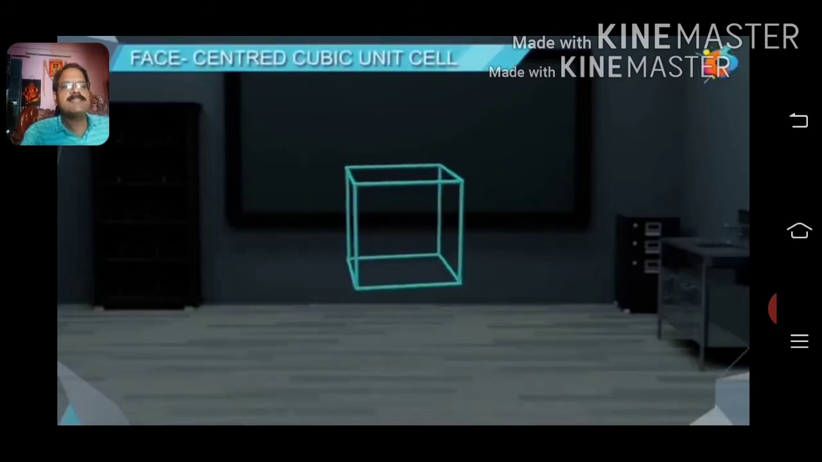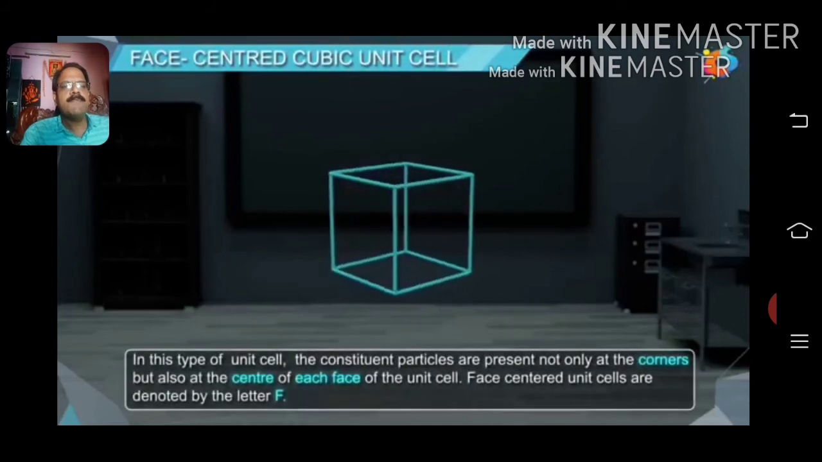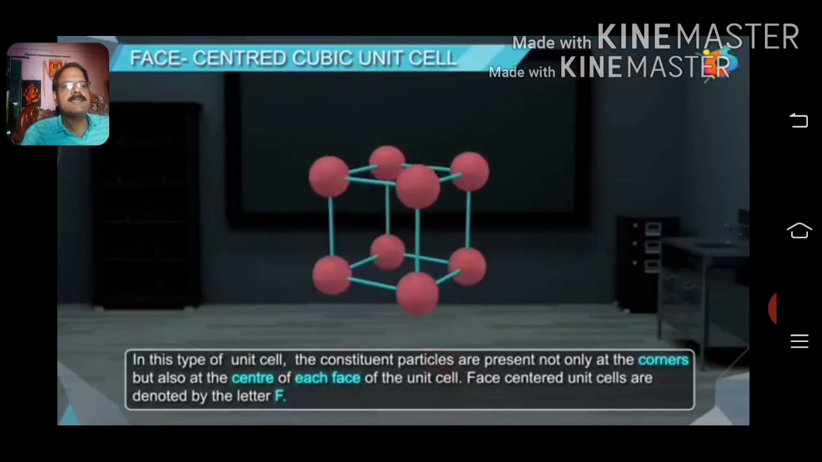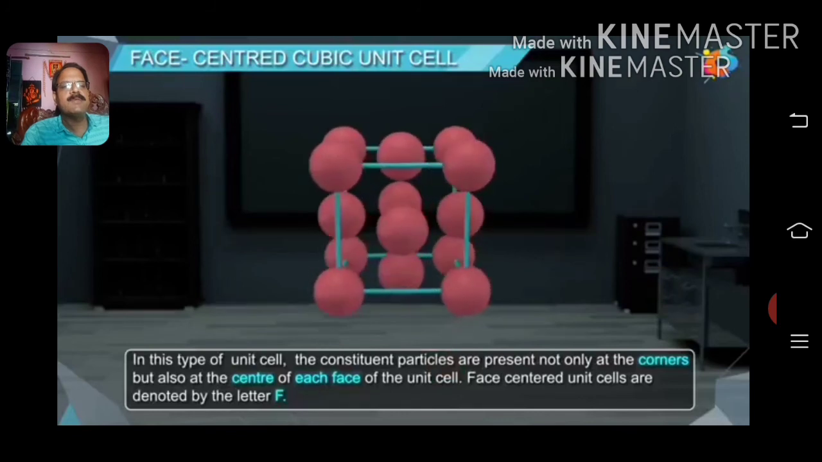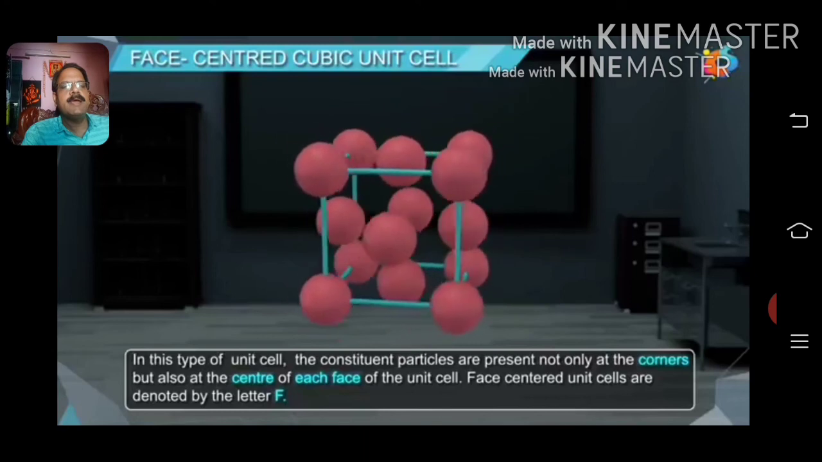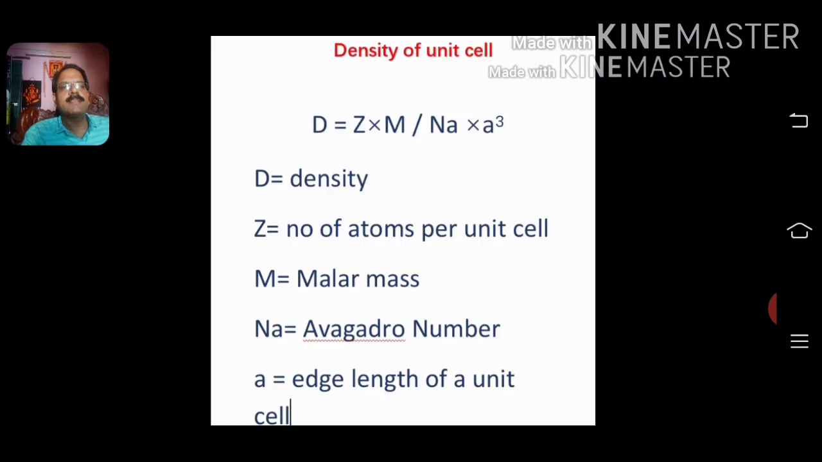Next is the face-centered unit cell. In this type of unit cell, the constituent particles are present not only at the corners but also at the center of each face of the unit cell. Face-centered unit cells are denoted by F, and the number of atoms contributed is 3.